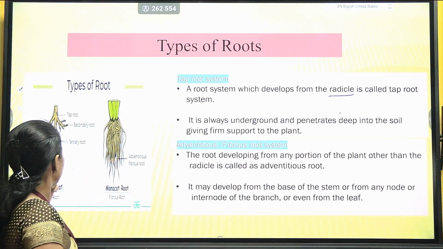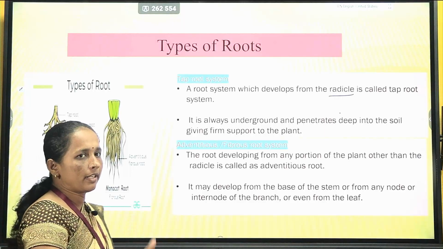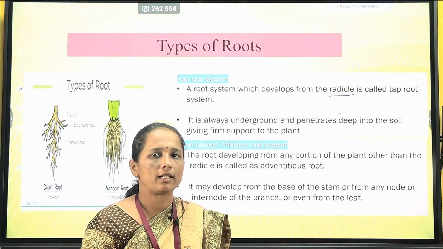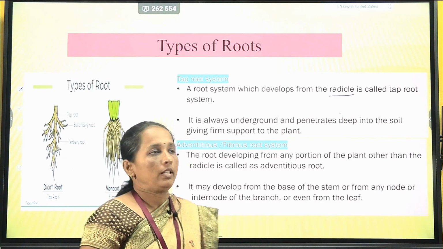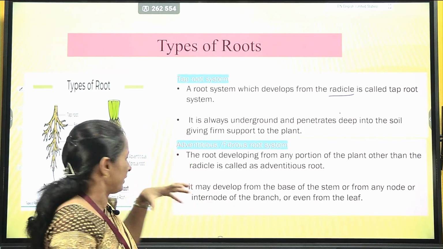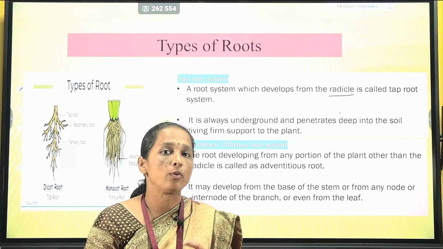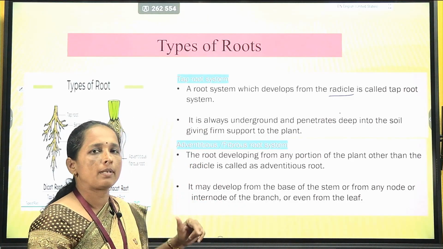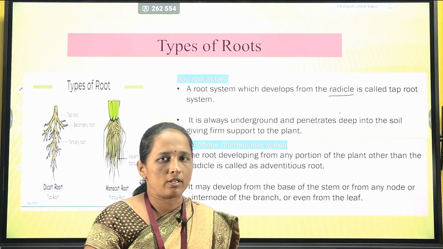In this root system, a primary root and secondary roots are produced. These secondary roots are also called lateral roots. These roots penetrate deep into the soil and give mechanical support to the plant body. The taproot system is mainly present in dicot plants.